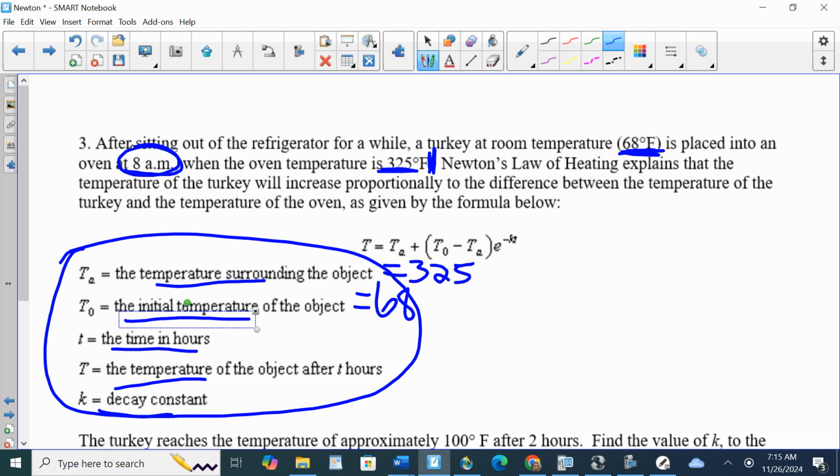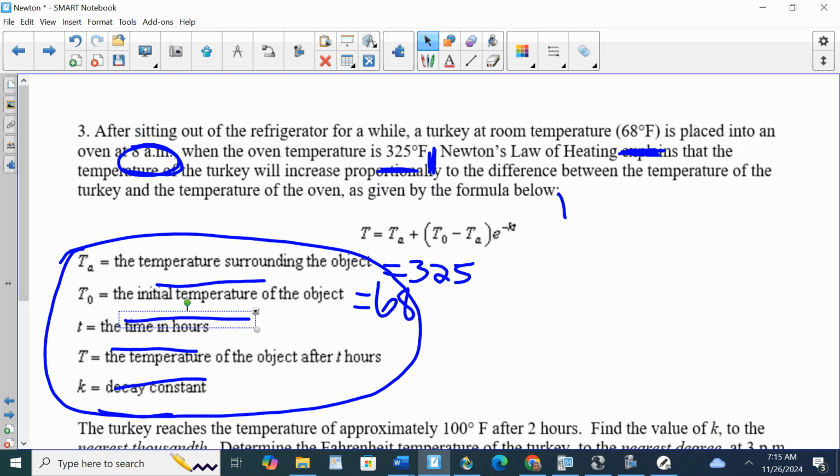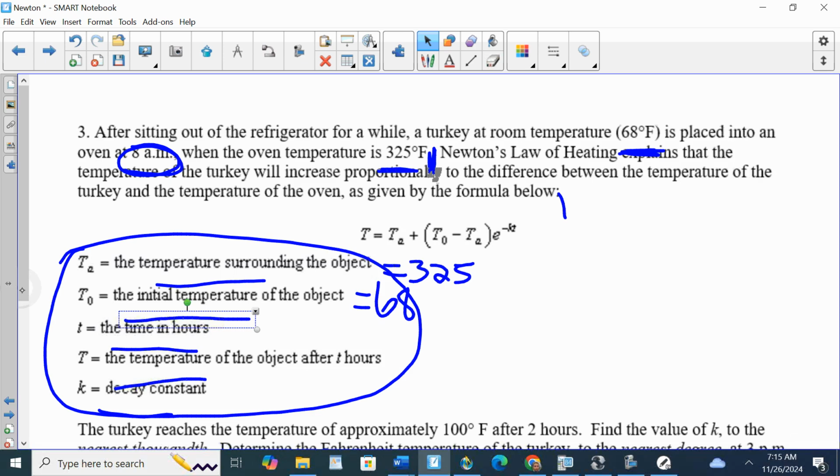Newton's law of heating explains that the temperature of the turkey will increase proportionally to the difference between the temperature of the turkey and the temperature of the oven as given by the formula below. A lot of words, no numbers, nothing important. The whole sentence is garbage. We don't need anything from that sentence. It didn't tell us to do anything. It didn't give us any important information. It's saying there's a formula. I already knew that because I saw it earlier. All right, now again, we're going to go one sentence at a time.